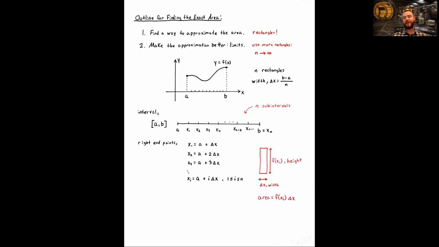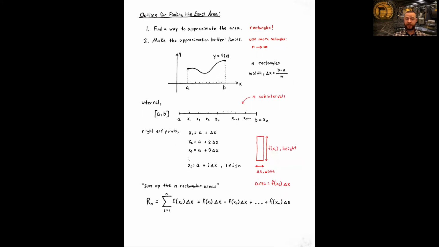Now, if we choose a very large number of rectangles, for instance, let's say 100, 1,000, maybe more, we don't want to write 1,000 or 100 different function values times delta x. This is where summation notation comes in. We can just represent that as this really compact expression for any finite amount of rectangles.